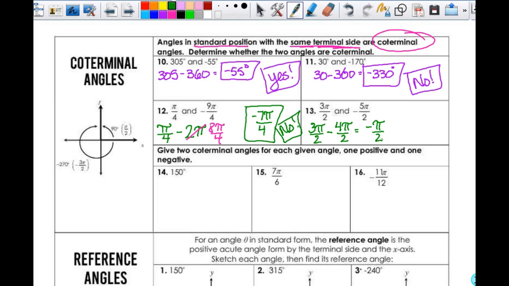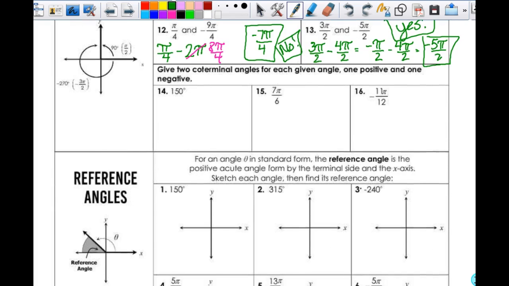Are these coterminal angles? Yes, because I do it again. These don't initially match, but if I subtract 4 pi halves again, I get negative 5 pi halves. So the answer then is yes, they are coterminal angles. Okay, everybody good with that? Any questions? All right.